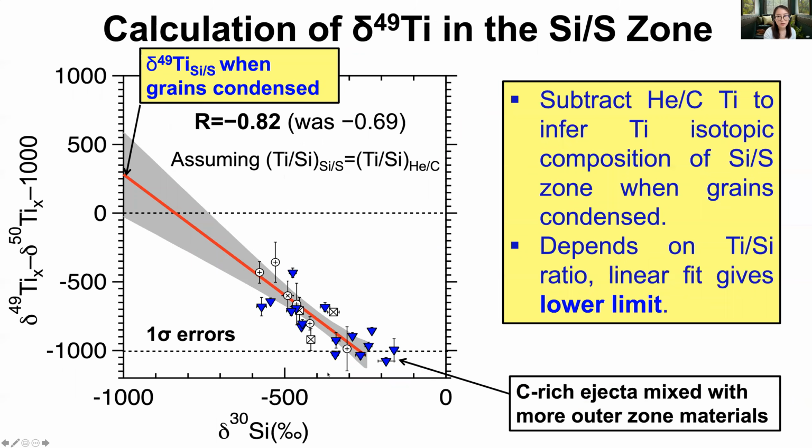And then the corrected grain data define a tighter correlation compared to the previous plot. And this demonstrates the robustness of this method. And then the silicon sulfur zone is made of pure silicon-28, and this corresponds to minus 1,000 per mil for the delta silicon-30 notation. By extrapolating this correlation to minus 1,000 per mil, the intercept here represents the delta titanium-49 in the silicon sulfur zone at the time of grain condensation.